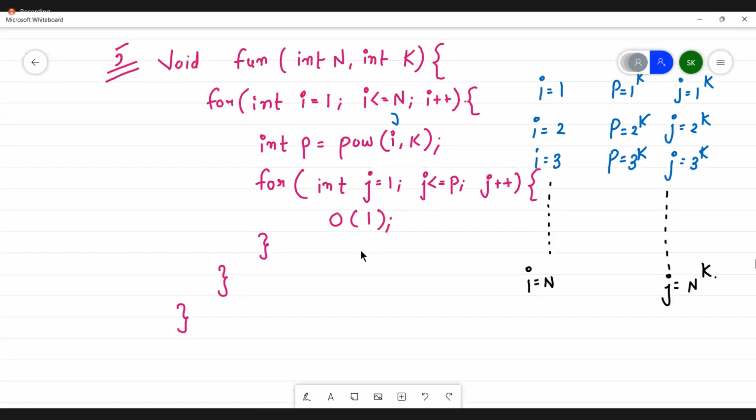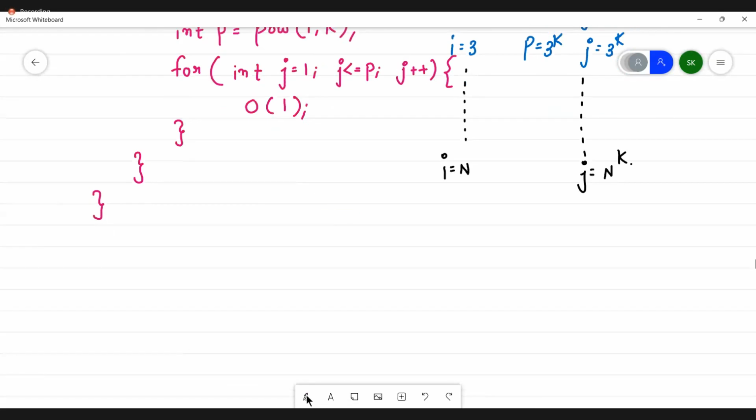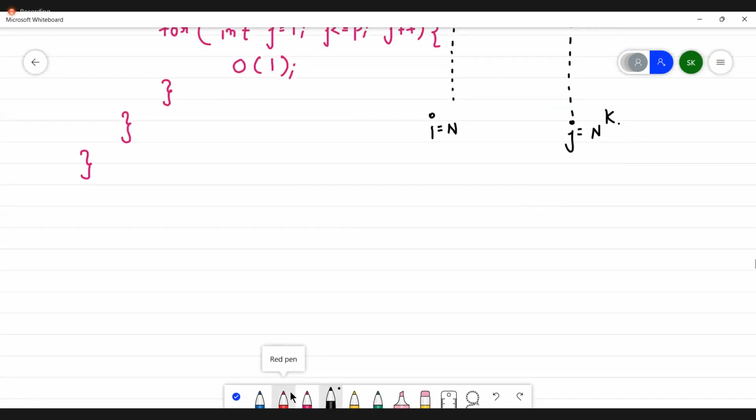Okay. Now, if we find the total, the inner loop is following some kind of progression. Correct. So I will write here as an addition 1 power k plus 2 power k plus 3 power k up to n power k. Okay. So here I am assuming for the first equation k equals 1. What will come as an answer then?